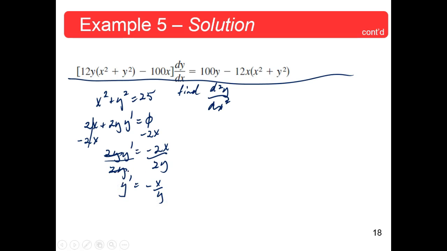Now, we want to do the second derivative. So what do you suggest we do with that? Okay, do it. We're going to do the quotient rule. Can I just do y double prime? Alright, so it's going to be negative x, doing the quotient rule. How does that go? So negative x times y prime.